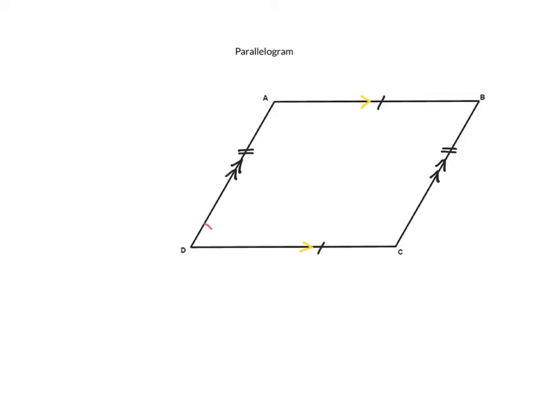The opposite internal angles of a parallelogram are equal, and all 4 angles add up to 360 degrees. A parallelogram does not have an axis of symmetry.